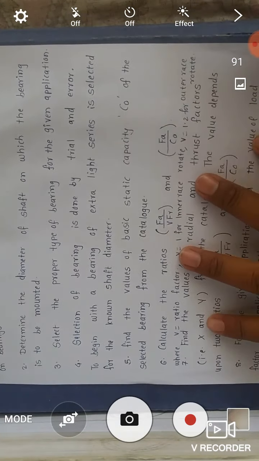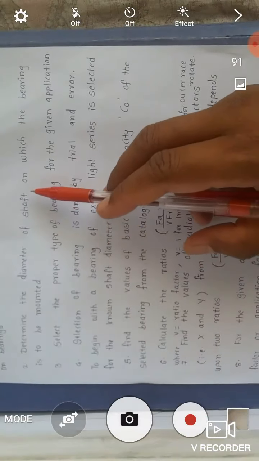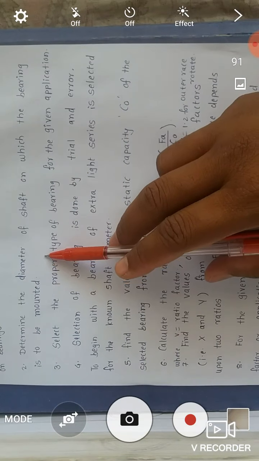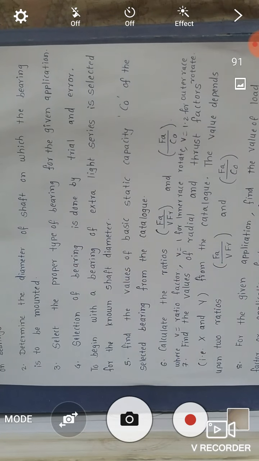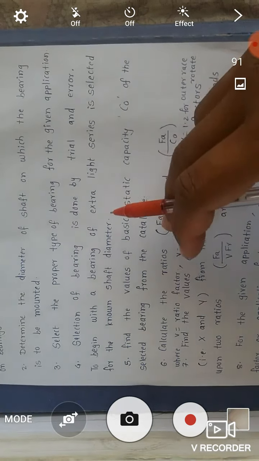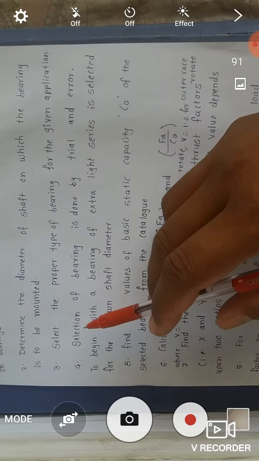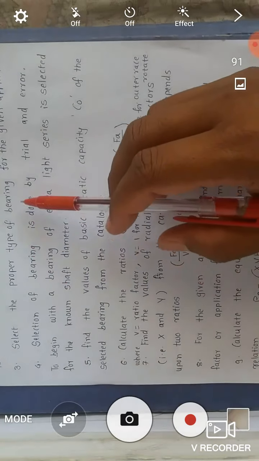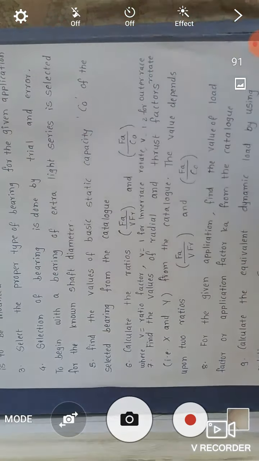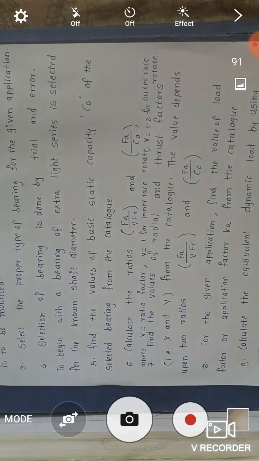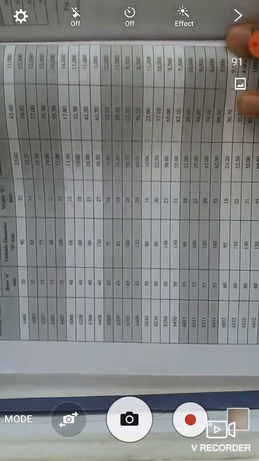Second step is to determine the diameter of the shaft on which the bearing is to be mounted. So we must know the diameter of the shaft on which the bearing is mounted. Third step is select the proper type of bearing for the given application. So for example, if we see the table that is available here, again the manufacturer's catalog. So select the type of bearing.